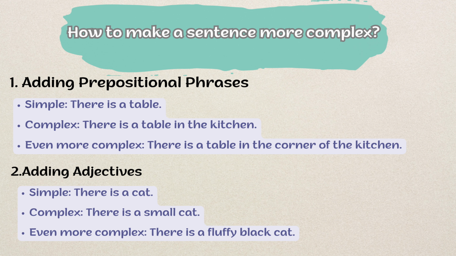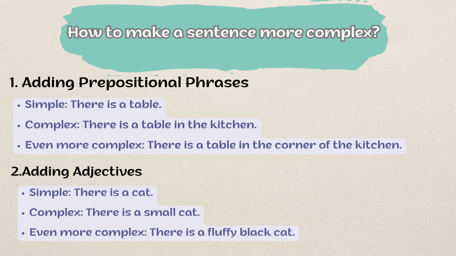The first thing that you can do to make a sentence more complex is adding prepositional phrases. I think it's very easy to understand. Don't forget to say where your object is located. Compare these two sentences. Simple, there is a table. Complex, there is a table in the kitchen. And even more complex, there is a table in the corner of the kitchen.